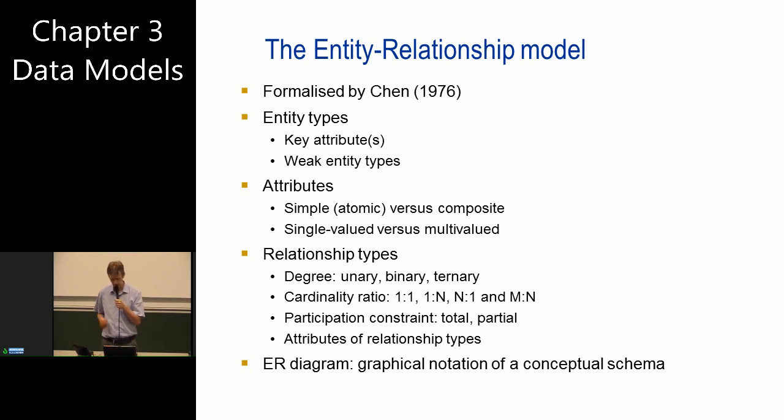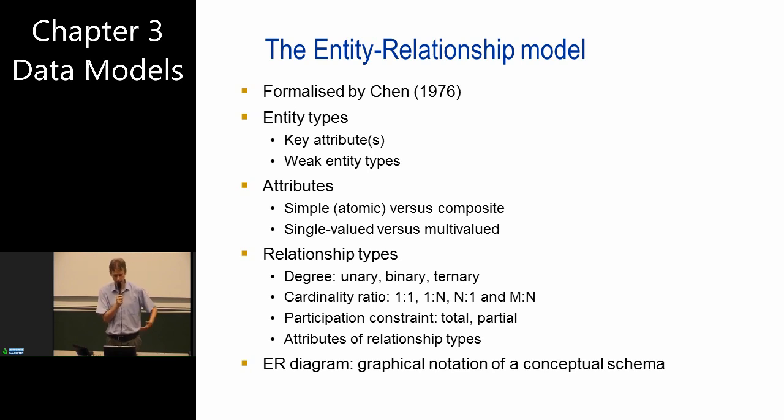Okay, let's move on with the third data model, which is the entity relationship model. This is a very popular model, and this is going to play a very important role in the remainder of the class. It was formalized and defined somewhat later than the hierarchical CODASYL model in 1976 by Chen. And the main ideas here, or the main concepts, are entity types, attributes, and relationship types.